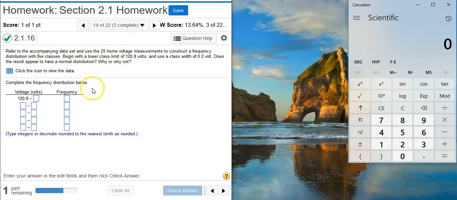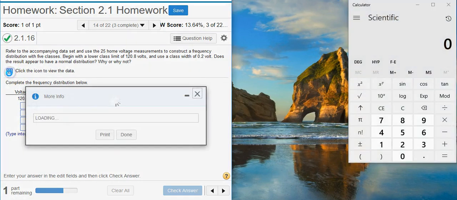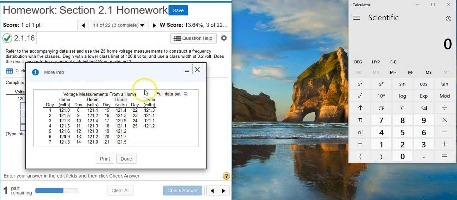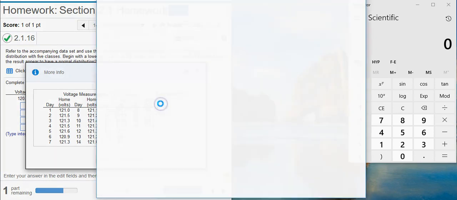Why or why not? So here we can see the answer fields forming a frequency distribution table. The first value for the lower class limit of the first class is already filled out for us. So begin with a lower class limit of 120.8 volts is already done. Now we need to take the data set and compile it into a frequency distribution table in the format that you see here. So to do that, we're going to click on this icon so we can access our data. And then this icon here allows us to upload it into a place of our choice. I'm going to choose StatCrunch.